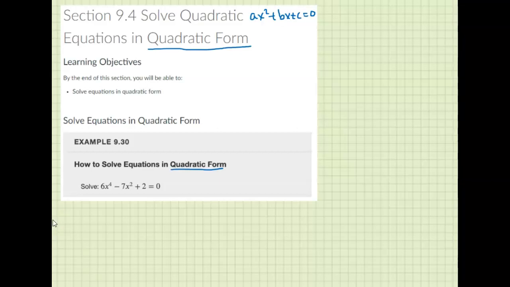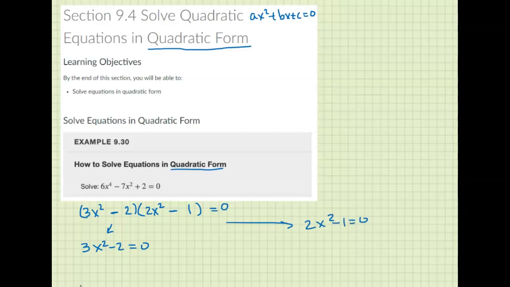So here we can factor, I think. Let's try it out. For 6x to the 4, I'm going to go 3x squared and 2x squared. And for this one, let's do 2 and 1, minus. So we get negative 3x squared minus 4x squared is negative 7x squared. Good, so it factored. Then I can set each of them equal to 0. So 3x squared minus 2 equals 0, and 2x squared minus 1 equals 0.